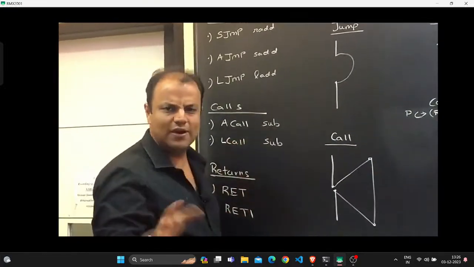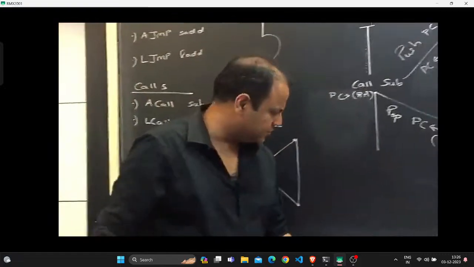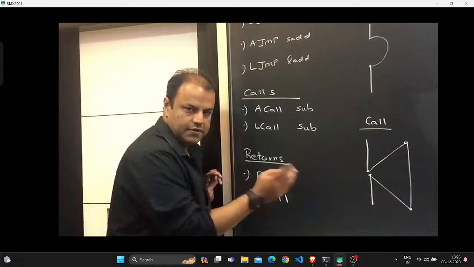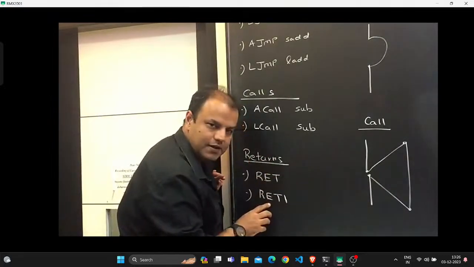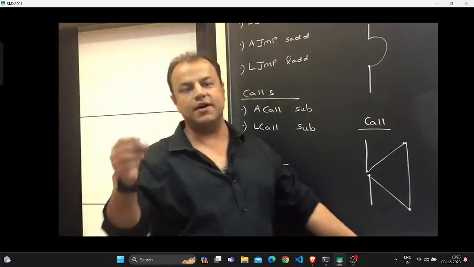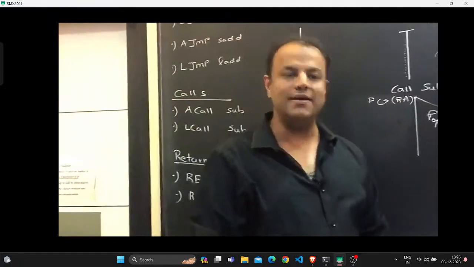Call has 2 types, ACALL and LCALL. As I said, there's no difference between ACALL and LCALL in terms of working. It's basically the range. And this return is used to come back now. There is another return called RETI. RETI is called return from ISR. Say again, return from ISR.